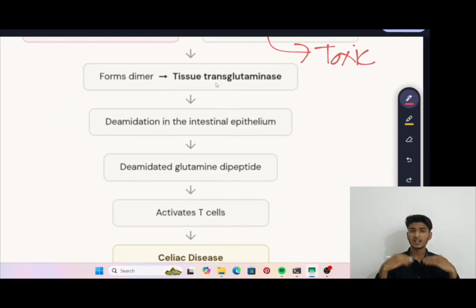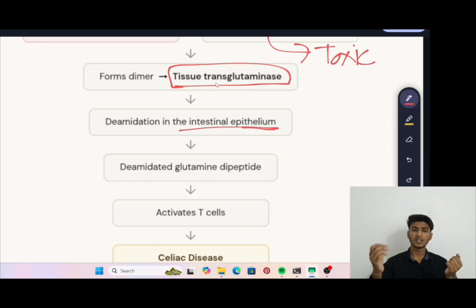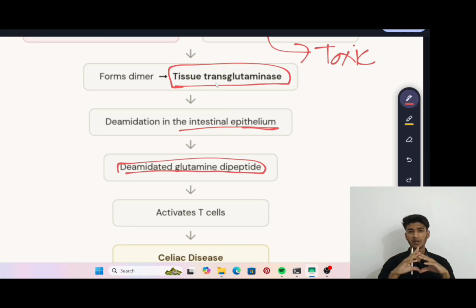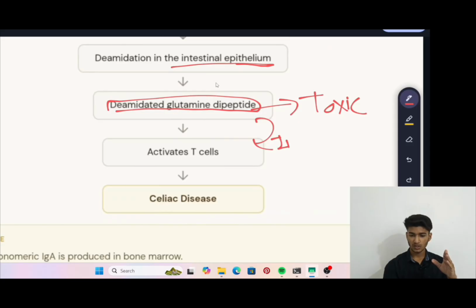Now this glutamine has entered inside the enterocyte cells, and enterocyte cells have the tissue transglutaminase enzyme. This tissue transglutaminase enzyme will cause deamidation of this glutamine in the intestinal epithelium, and it will be converted into deamidated glutamine dipeptide. This deamidated glutamine dipeptide is also toxic for the body. It will move inside and activate T cells. It will give an immune response to T cells, and these T cells will start destroying the small intestinal mucosal layer. It will cause atrophy of the villus.